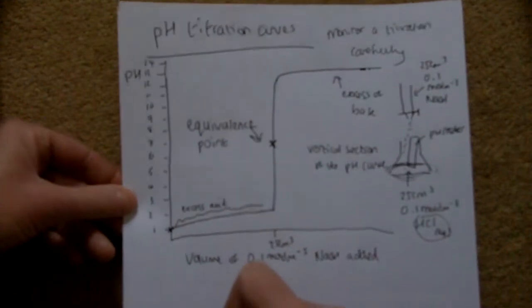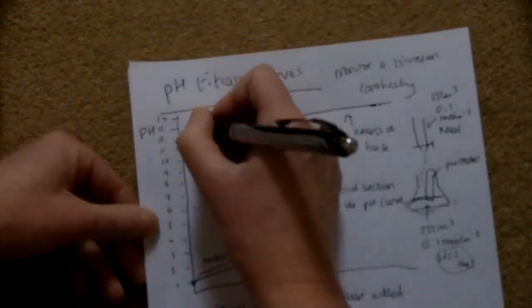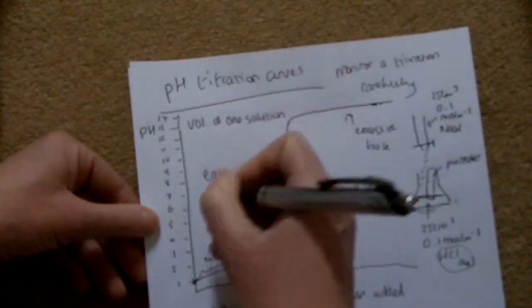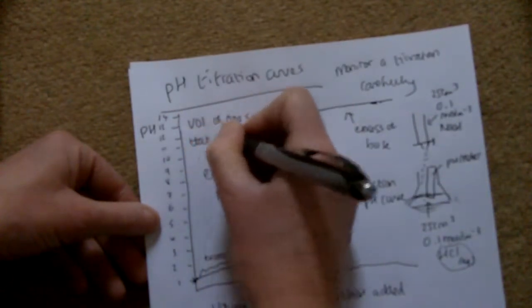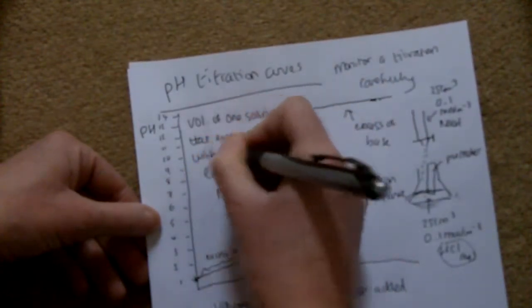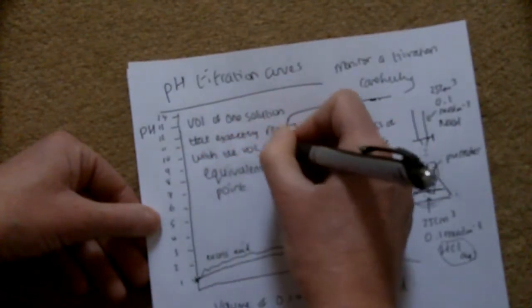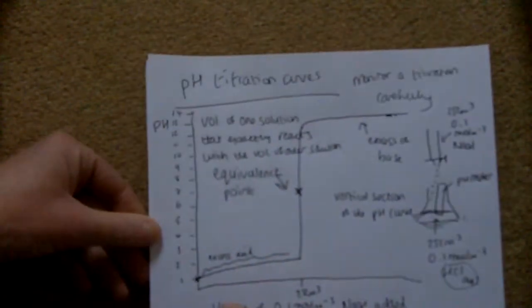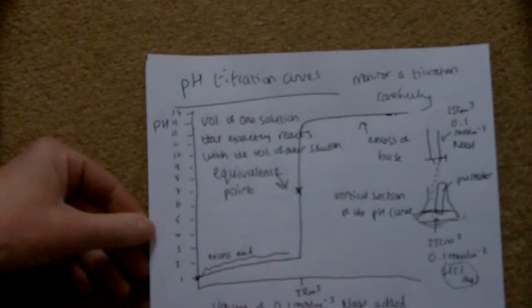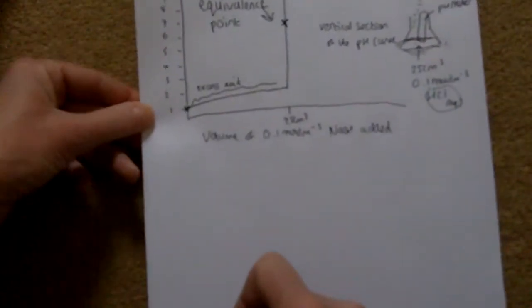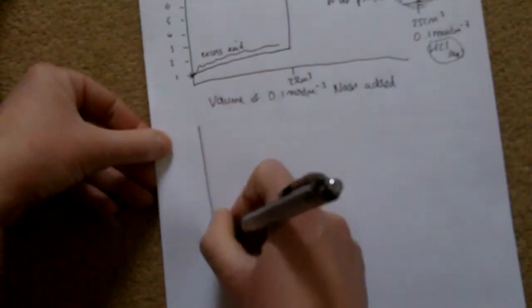And what does that mean? The equivalence point is when the volume of one solution exactly reacts with the volume of the other solution. That's the equivalence point. Now, if you imagine we were doing this the other way around, let's just take a pH again.